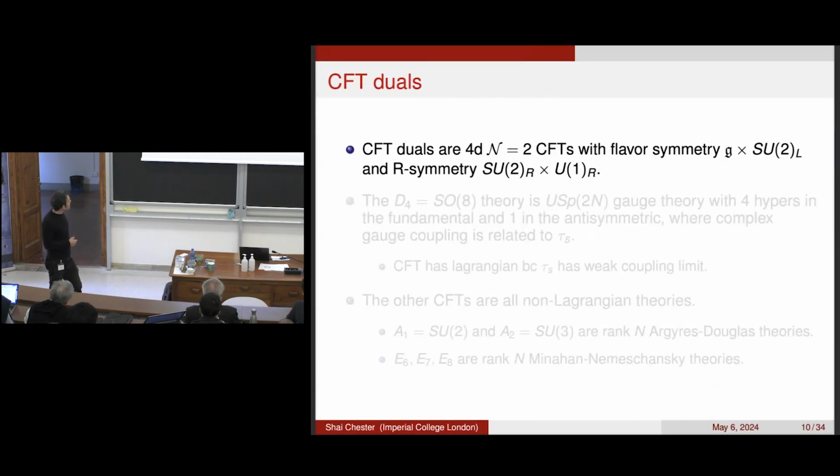Okay, so what is the CFT that is dual to this AdS setup? Because we have an AdS5 factor, we expect it's a 4-dimensional CFT. It has half maximal supersymmetry, and it has a flavor symmetry, which is G. Remember, G was the various groups SU(2), SU(3), SO(8), E6, E7, E8. And then there's also another SU(2) factor. And because you have half maximal supersymmetry, you always have an SU(2)_R cross U(1)_R as well.